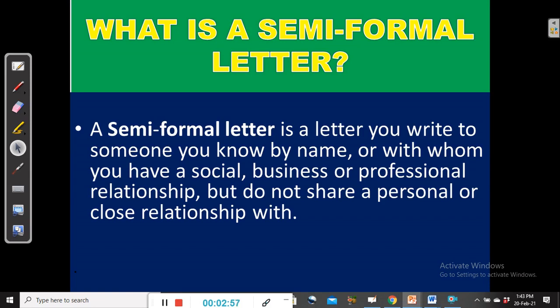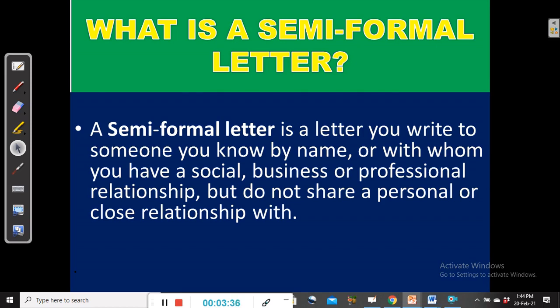Another example is your teacher or your lecturer. It could be someone that you respect and you know, but you are connected or related with him either in the workplace, or in the academic institution, or on a social platform, but you do not necessarily share a personal or friendly relationship with that person. So this is the kind of person you write a semi-formal letter to.